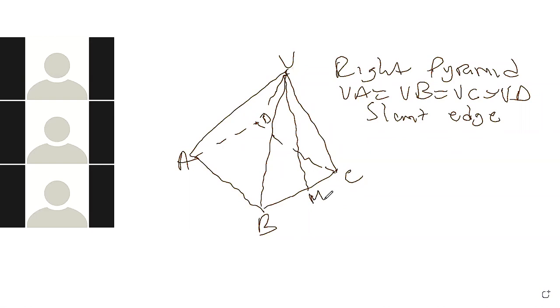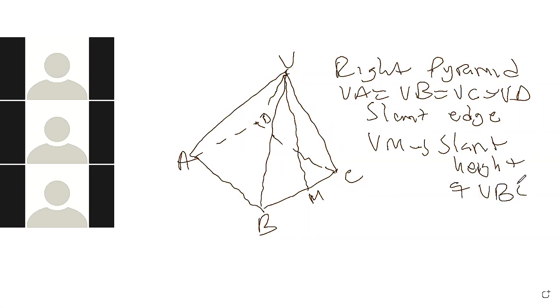Let's say that is M. So in this case here, VM will be the slant height of the base VBC. So that will be the slant height.